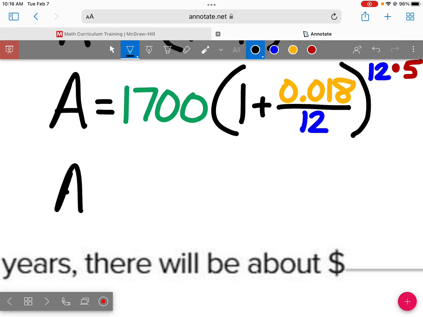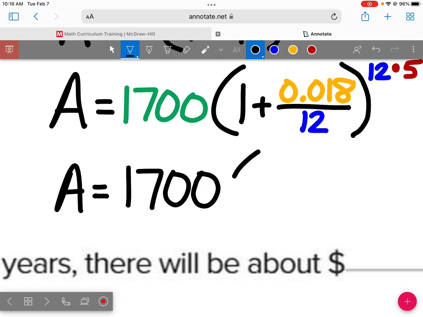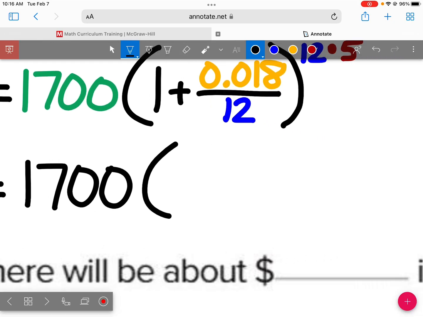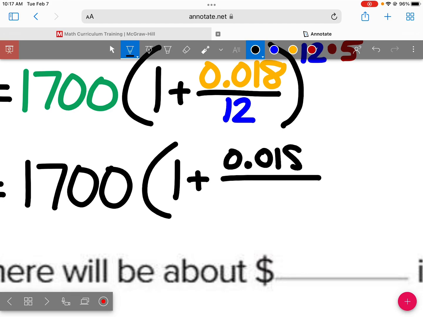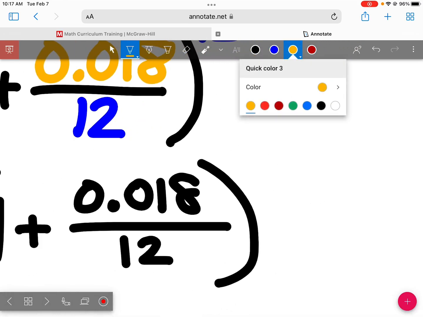60. So into my calculator, I'm going to put 1,700, and then I'm going to open up parentheses. 1 plus, and then I'm going to use my fraction key. 0.018 over 12, close my parentheses, and then I have to hit that exponent button. This is the one just above the x squared key. It looks like the top part of a triangle, but it's just missing the bottom. This is how you get your calculator to do an exponent. And we are doing this to the power of 60.